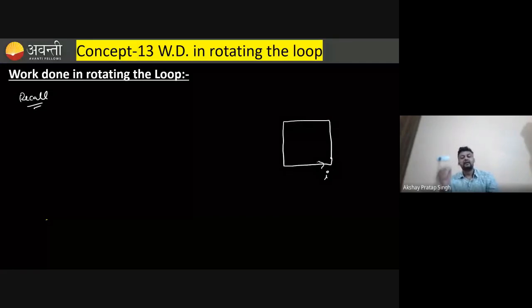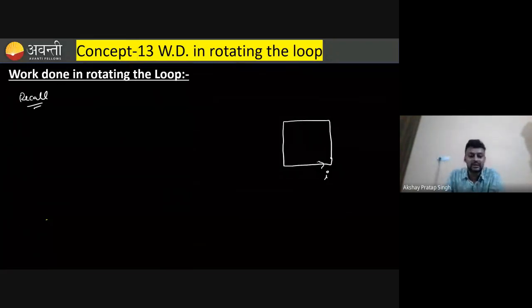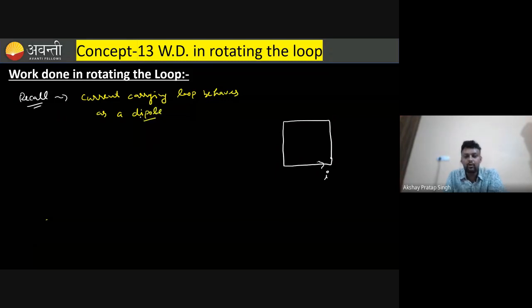So before moving to the topic, I just want to recall one thing from electrostatics or from this chapter. One thing is that when there is a current carrying loop, it behaves as a dipole. Do you remember the punchline that we have used in the previous lectures? Current carrying loop behaves as a dipole. Now you can remember this is the magnetic dipole, obviously.